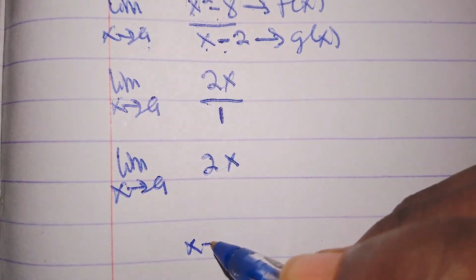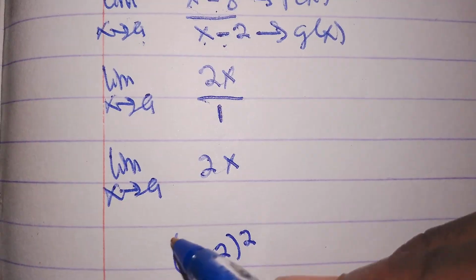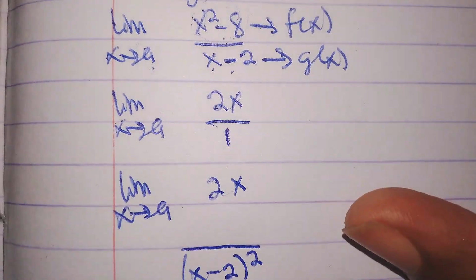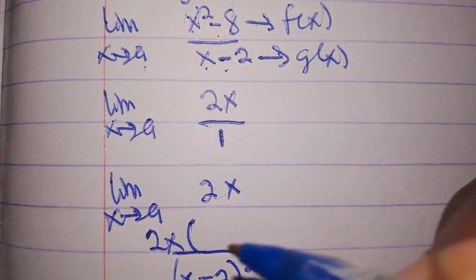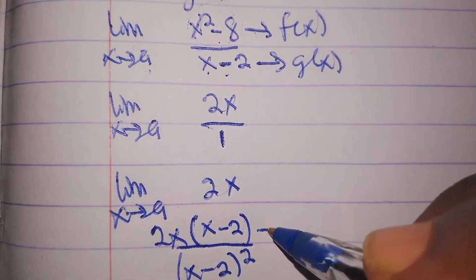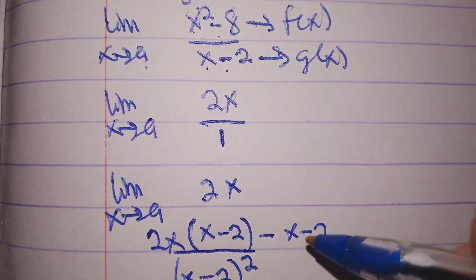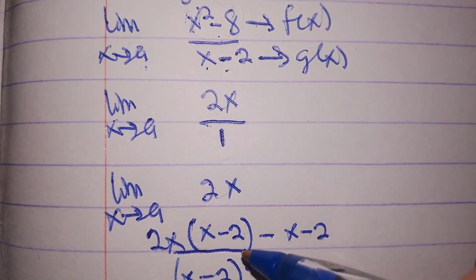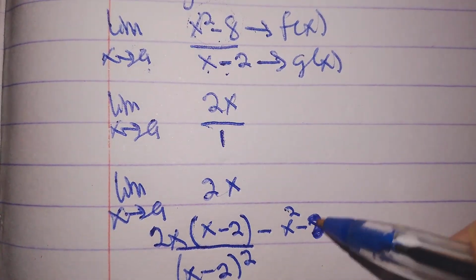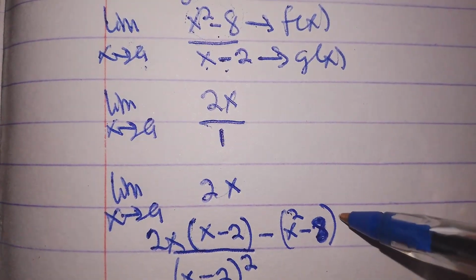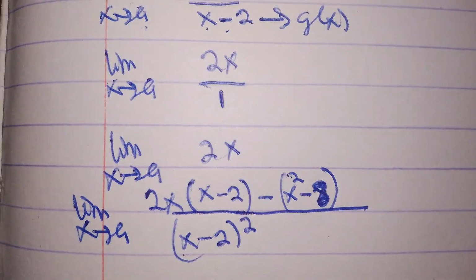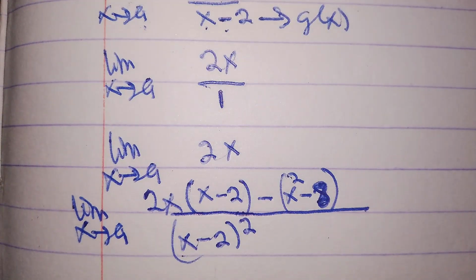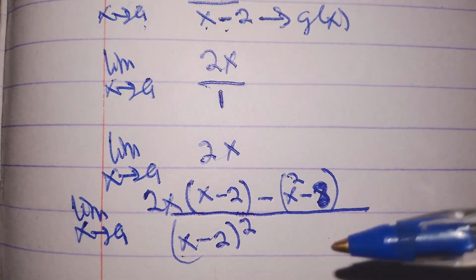x minus 2 all squared. They go ahead to do x minus 2 all squared, then 2x into brackets x minus 2, then minus the x squared minus 8, multiplying 1. Please, this is not the procedure or method for doing the differentiation using L'Hopital's rule. So please don't confuse yourself.